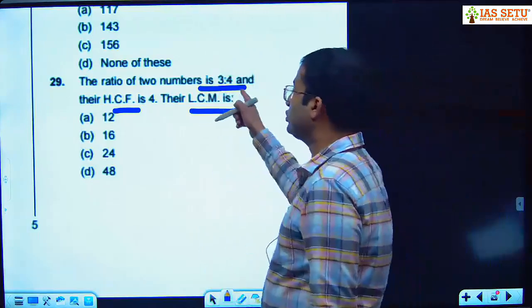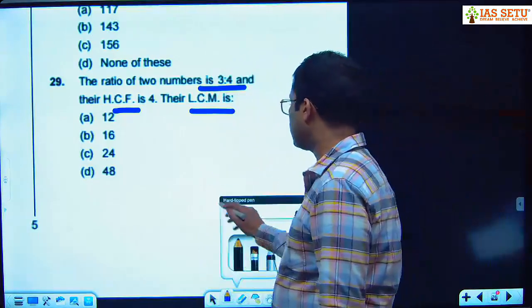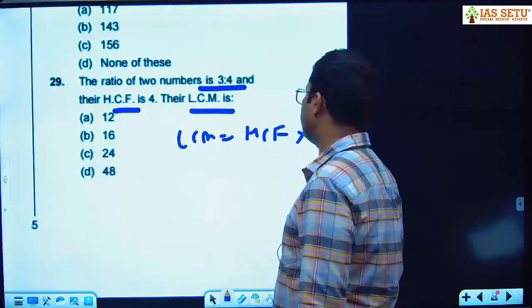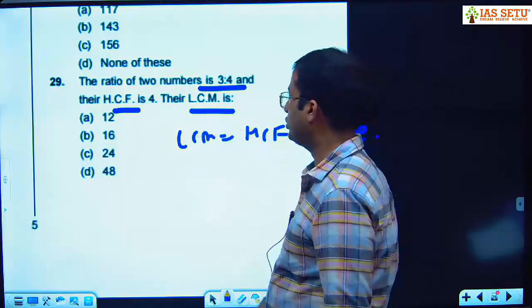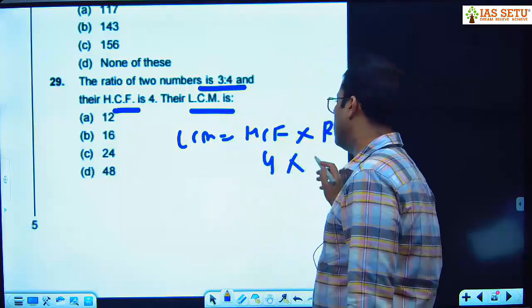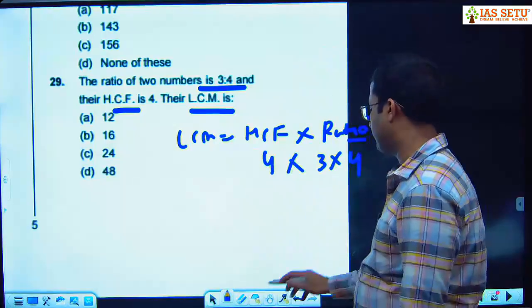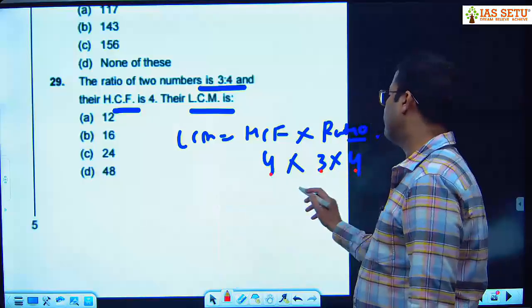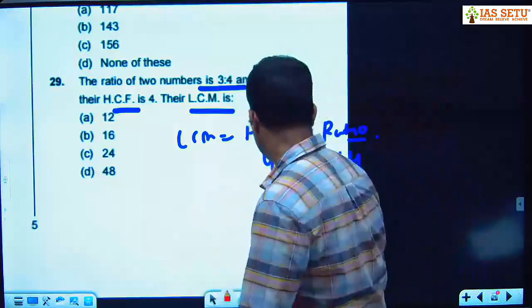Like this question, ratio of two numbers is 3:4, HCF is 4. So you write, there is a shortcut: LCM is equal to HCF into multiplication of ratio. So in this question, HCF is 4, ratio 3:4, so 3 into 4, multiply. So your answer will be 4 into 3 into 4, 12 into 4, 48.